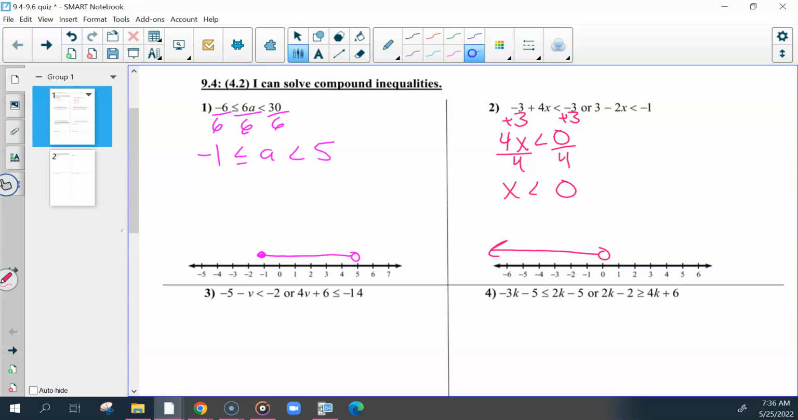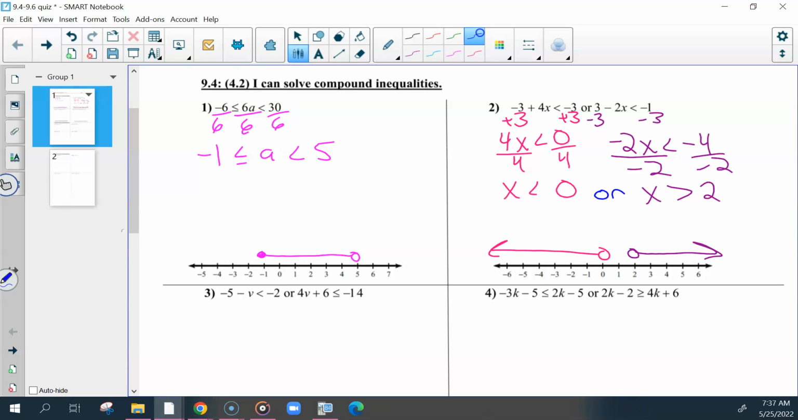And then we could have done the same thing to the other side. Except in this case, we are subtracting 3 from both sides. So we have -2x is less than -4. And we could divide both sides by -2. So x is now greater than 2. There would be an open circle at 2 going to the right. There would be an "or" in between those two.